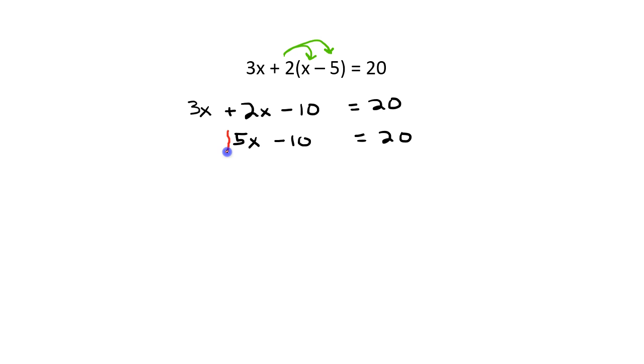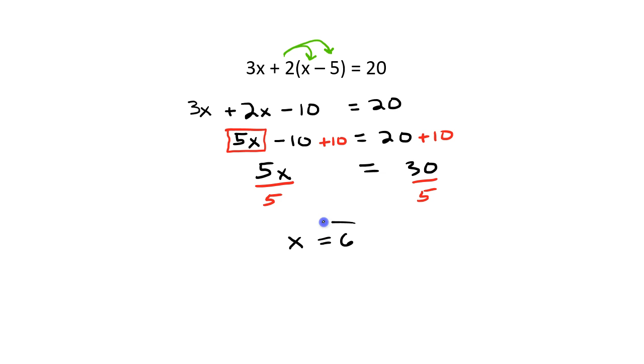Now here's my variable term, and I want to isolate that, which means I need to get rid of the minus 10. So I'll add 10 to both sides, and I'm left with 5x. And then on the right side, I've got 30. Last thing to do is undo the multiplication by dividing both sides by 5. And my final answer is x equals 6.